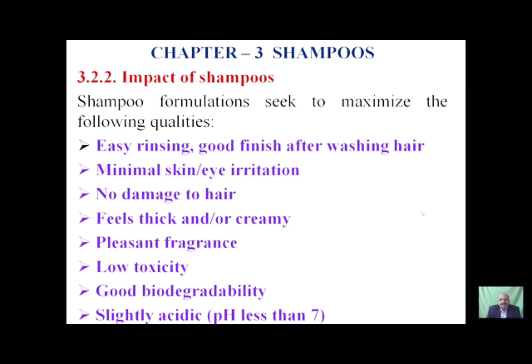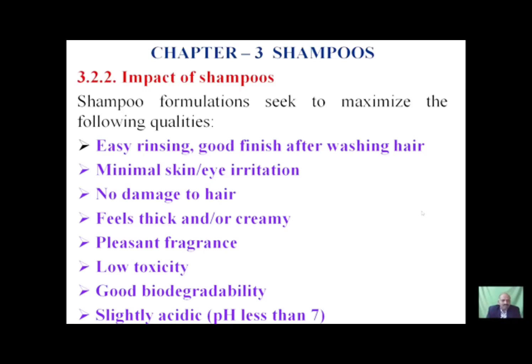Now we will see the impact of shampoos. Shampoo formulation seeks to maximize the following qualities. So the main impact of shampoos is easy rinsing, and it gives good finishing after washing the hair, and minimal skin or eye irritation, no damage to the hair, feels thick and or creamy, pleasant fragrance, low toxicity, good biodegradability, and slightly acidic pH less than 7. This is about the qualities. This is how the shampoo impacts the hair.